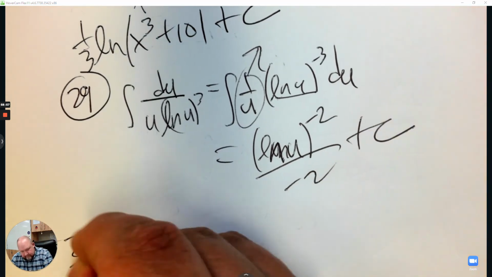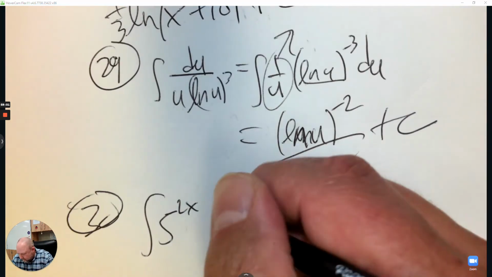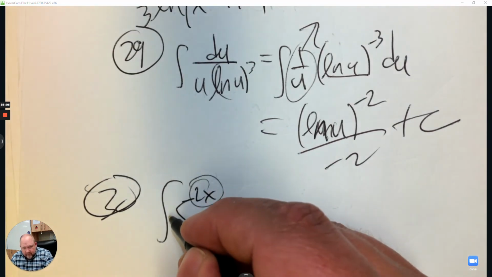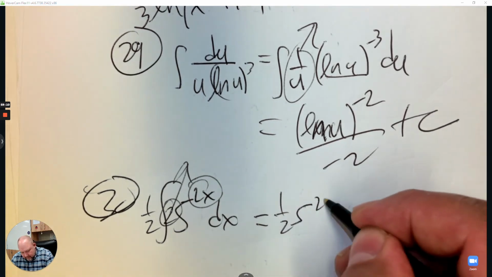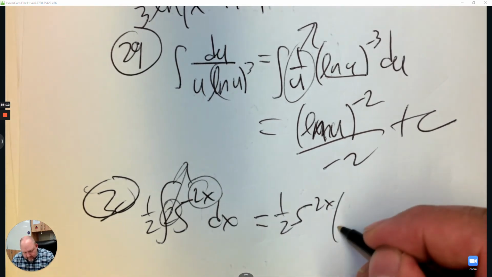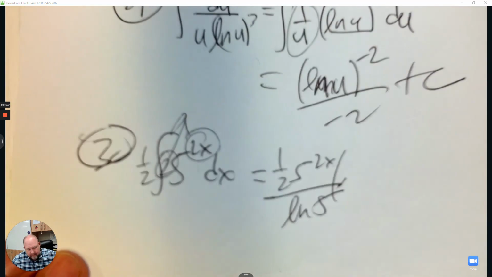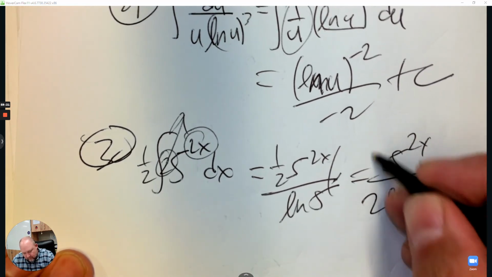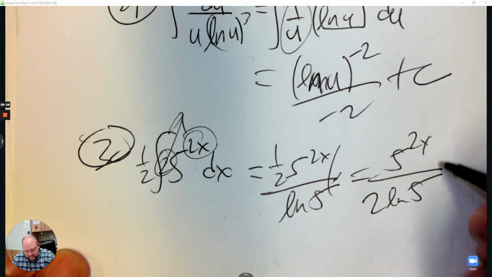30. The derivative of 2x is 2, so I need a 1/2. So it starts with 1/2, copy, and then it needs to divide by ln 5. So another way to write this would be 5 to the 2x over 2 ln 5, the 1/2 written like that. Plus c.